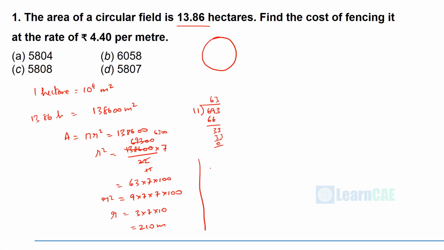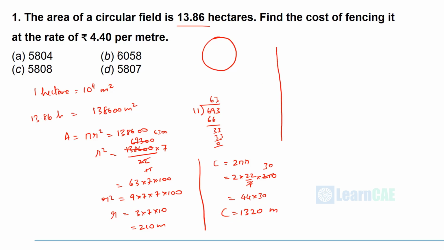Now we have to calculate the circumference. Circumference is equal to 2 pi r. 2 into 22 by 7 into 210. So this will be 30. So it is 44 into 30. 3 4s are 12, 1 3 4s are 12, 130. So the circumference is 1320 meter.